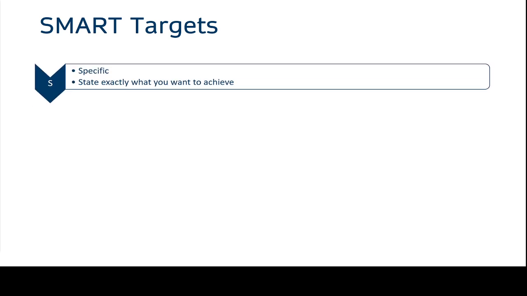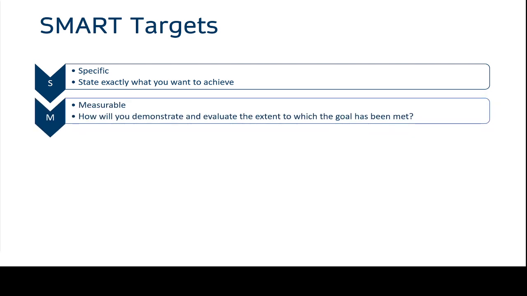Let's have a look at SMART targets in a little bit more detail. So what is a SMART target? First of all, it's specific. So you want to state exactly what it is that you want to achieve. If it's very vague, how are you going to know if you've achieved that target? You're not going to know. In the same way, it's got to be measurable. If you can't measure and see that that goal's been met, then you can't achieve it.